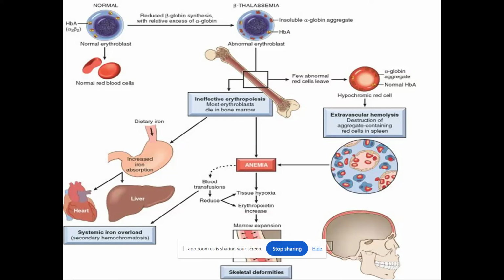Due to anemia, there will be tissue hypoxia. Due to that, erythropoietin production will be increased. This erythropoietin will produce more proliferation and more erythropoiesis, so marrow expansion will be produced here. There will also be systemic iron overload, and secondary hemochromatosis will be seen in these patients.